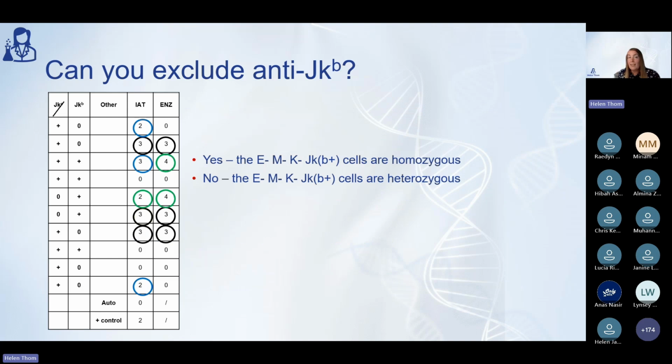Now the next poll, can you exclude anti-JKB? You either can, because the cells which are negative for the other antigens are homozygous, or you can't, because the cells which are negative for the other antigens are heterozygous. So if you can just let me know when that one's launched. Thanks, Anna. Sure, I've just launched the poll now.